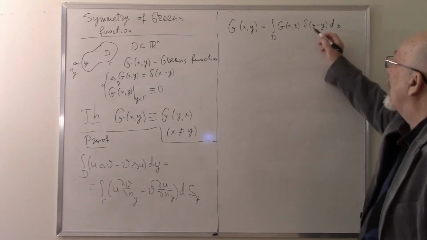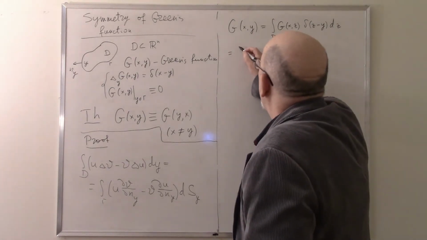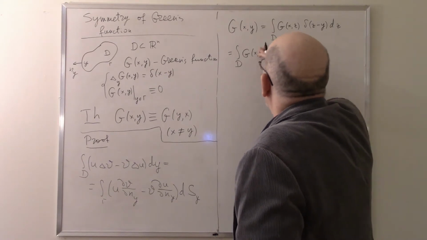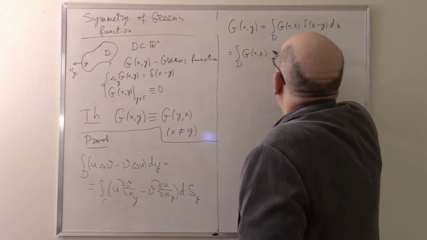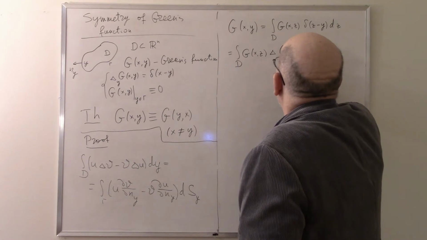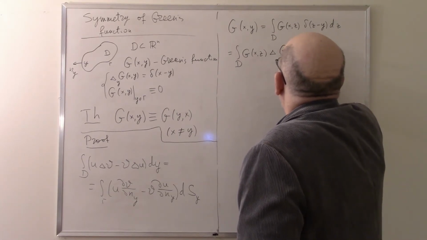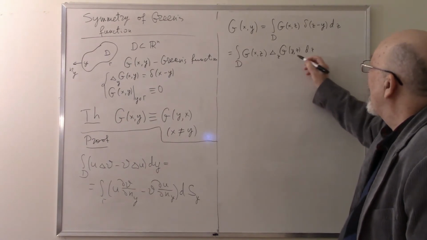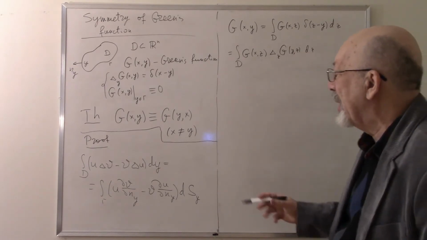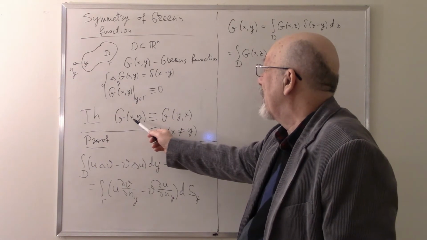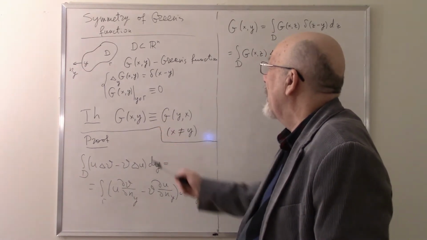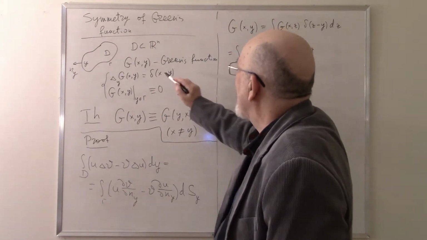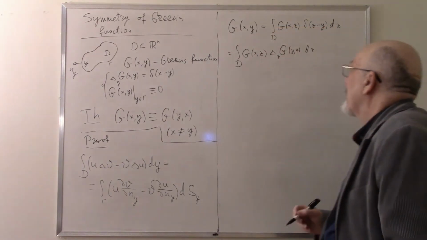Now let us substitute this. So it equals the integral over D of g of xz times the Laplacian of g of yz with respect to z, dz. The Laplacian of g of yz with respect to z is written here. Let us write y instead of x, z instead of y, and the Laplacian with respect to the second variable is the delta of the first minus second. So it is this.